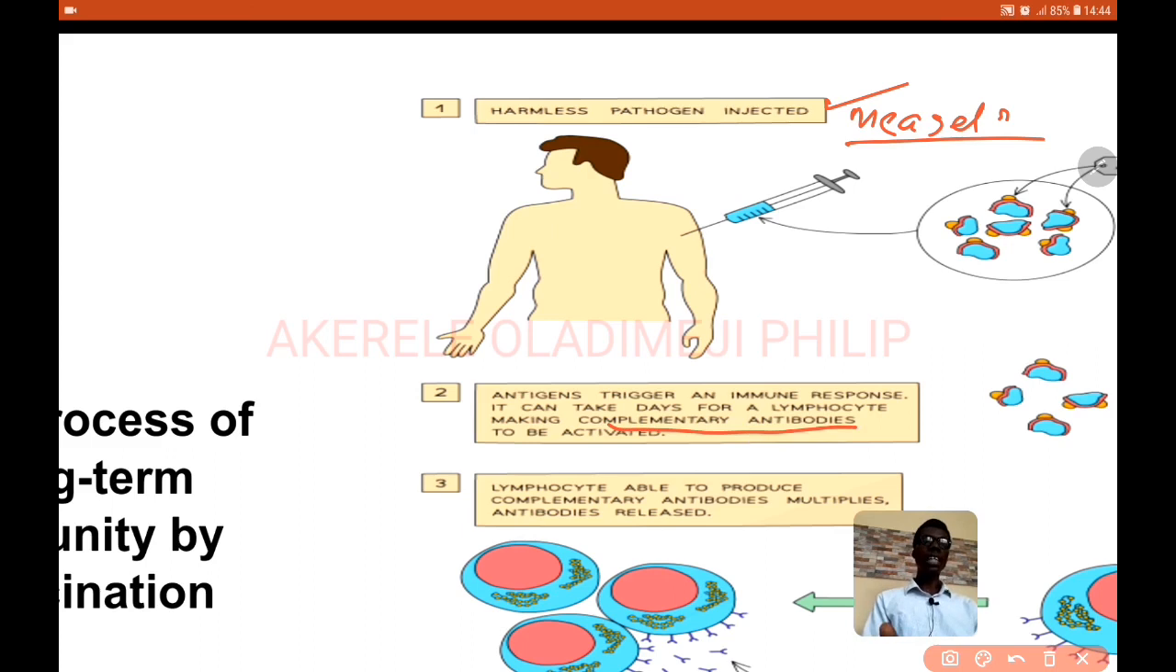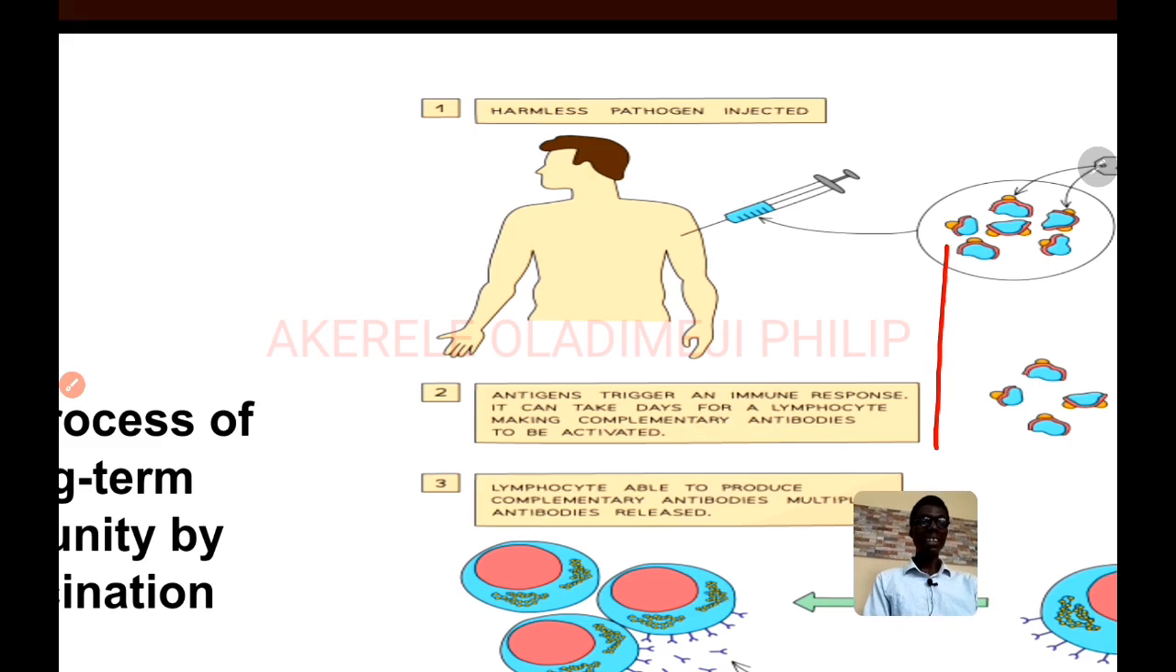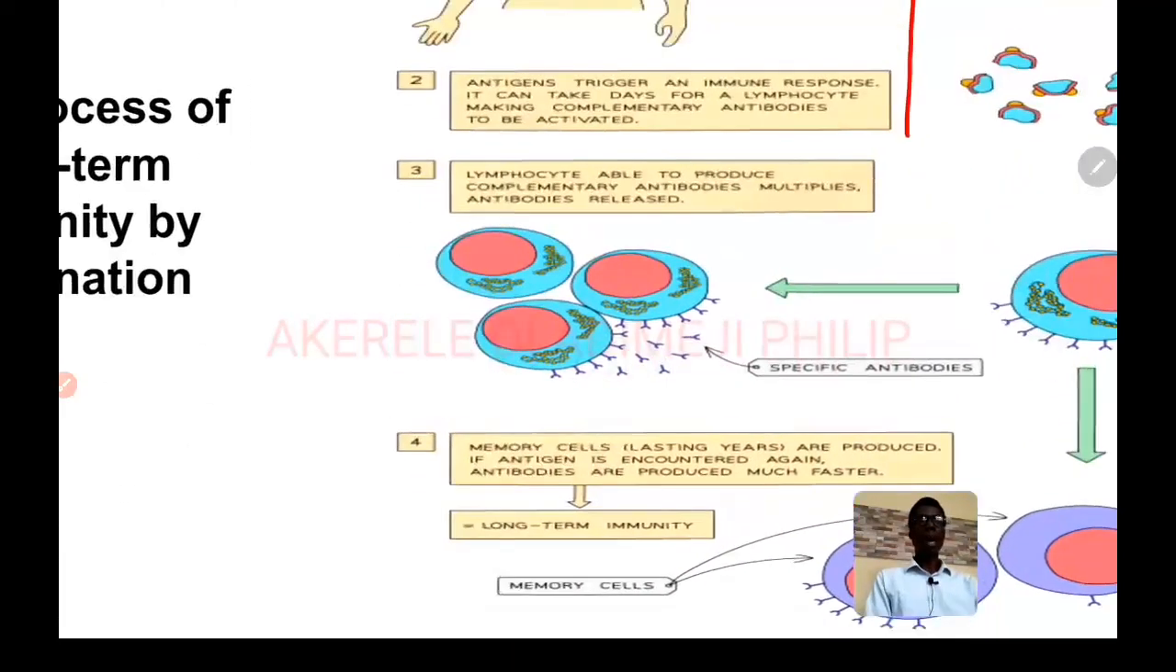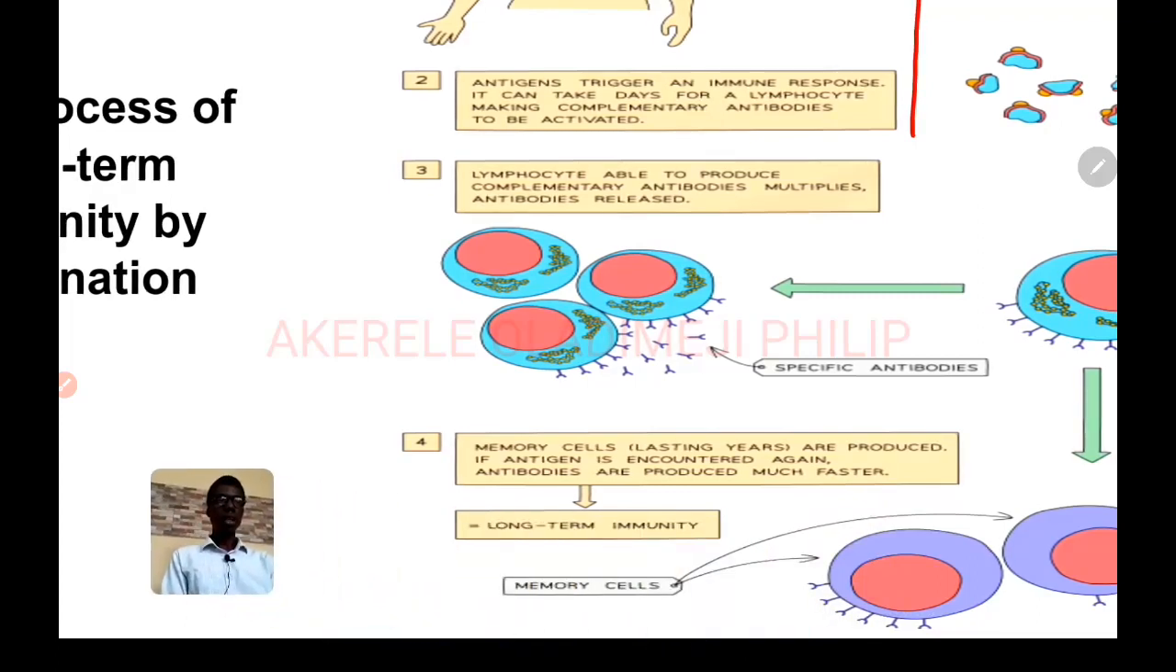Then number 3 says lymphocytes are able to produce complementary antibodies, multiplied antibodies are released. So that happens when the body encounters that pathogen much later on. Number 4 says memory cells, which can stay there for years. Memory cells are the ones that will remember when that pathogen comes back again. All right, they are produced if the antigen is encountered again.